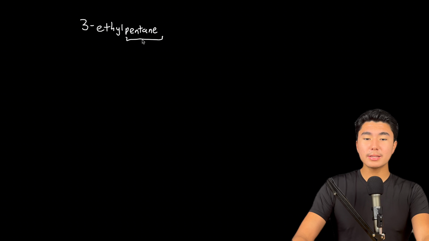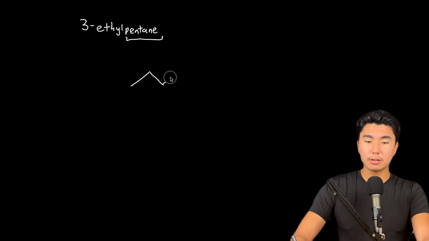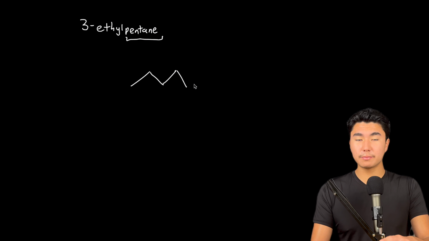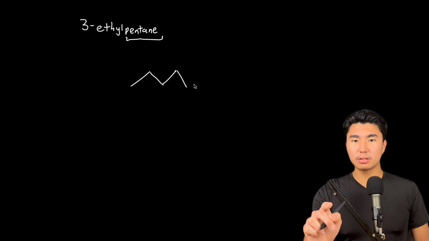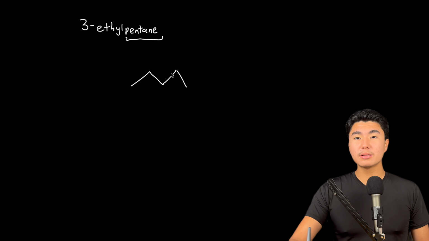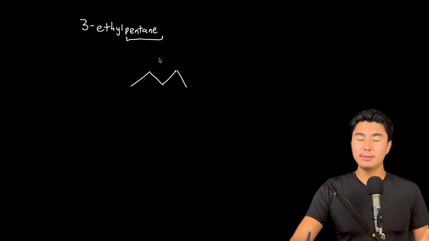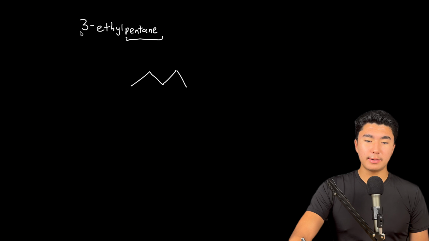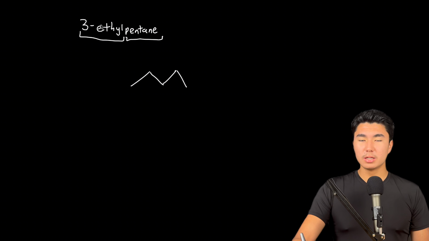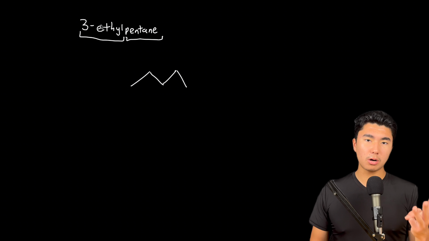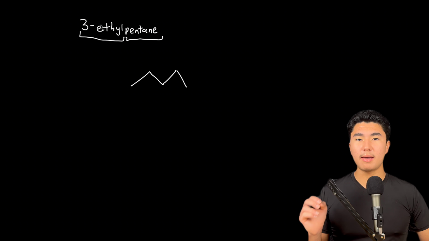So this is 5 carbons, so let's draw out a carbon chain that has 5 carbons. That's 1, 2, 3, 4, 5. Remember, each of those endpoints and the hills and valleys, those represent our carbons. So we have our pentane here. Now over here it says 3-ethyl. So what this is saying is at the third carbon, there is going to be an ethyl.